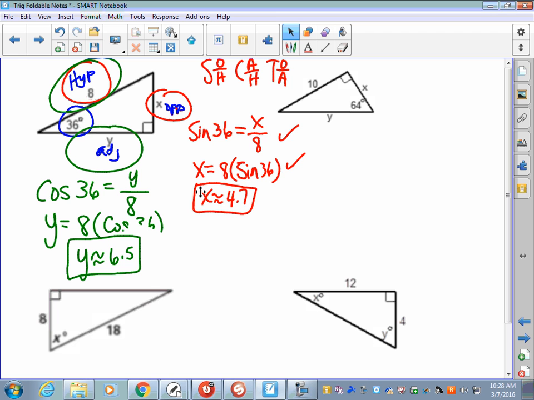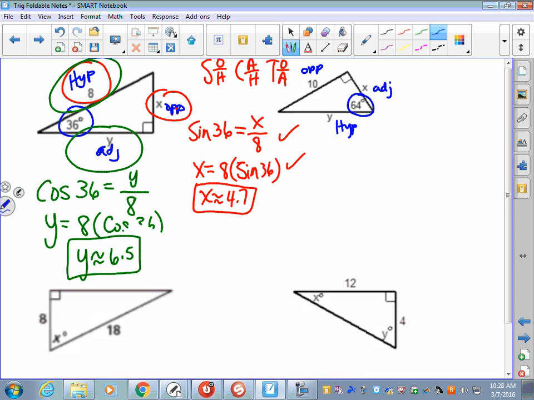All right, so when the variable's on the top, you multiply, okay? If we look at this next example, same steps. You start off circling the angle, and label the parts in relationship to the angle. So now 10 is going to be opposite, x is going to be adjacent, and y is going to be the hypotenuse.